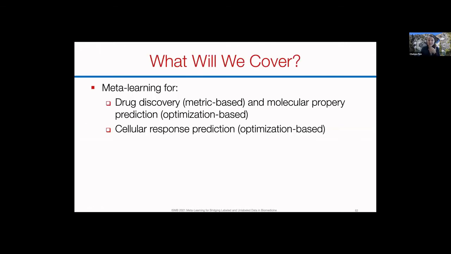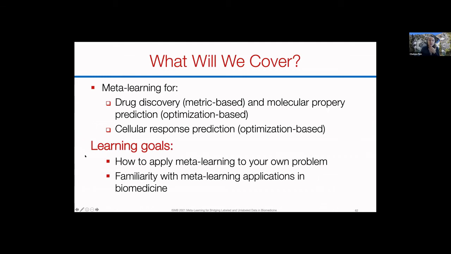Okay, so now we'll talk about some applications and how these methods have actually been used in practice in biological applications. So I'll talk about both metalearning for drug discovery problems, as well as cellular response prediction. And the goals here will be to help figure out how to apply metalearning to your own problem and familiarity with some of the applications in biomedicine.